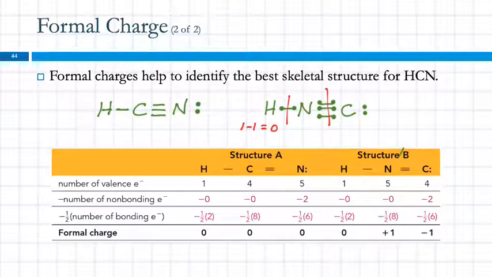Anyway, here's nitrogen. How many electrons did nitrogen bring? How many valence electrons does it have normally? 5. And how many is it leaving with here? 4. 1, 2, 3, 4. It's leaving with 4. 5 minus 4 is 1. And over here with the carbon, how many electrons did carbon bring? 4. And how many is it leaving with? 5. So that's -1.